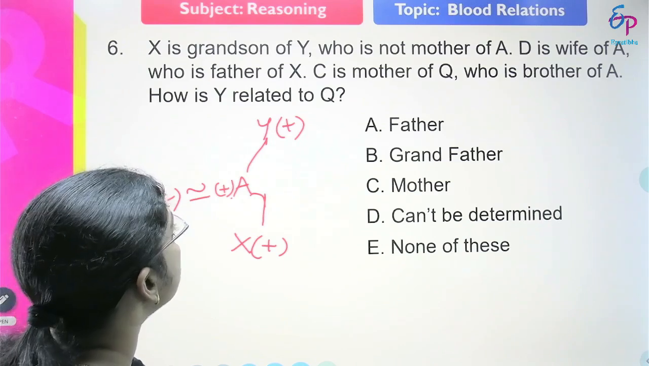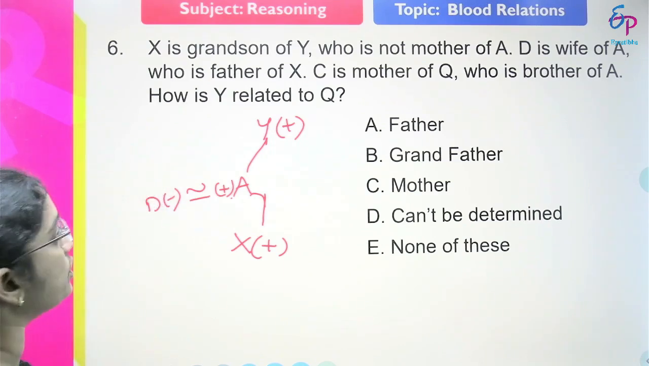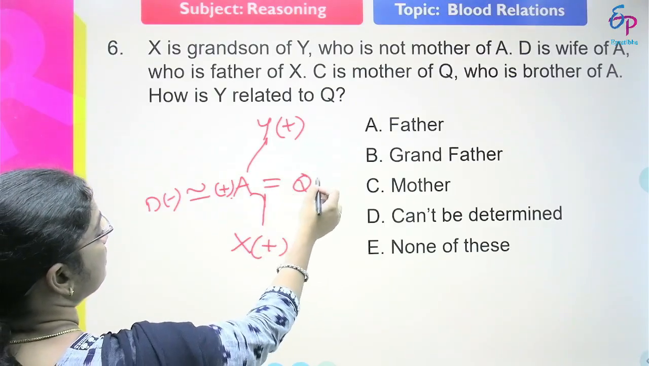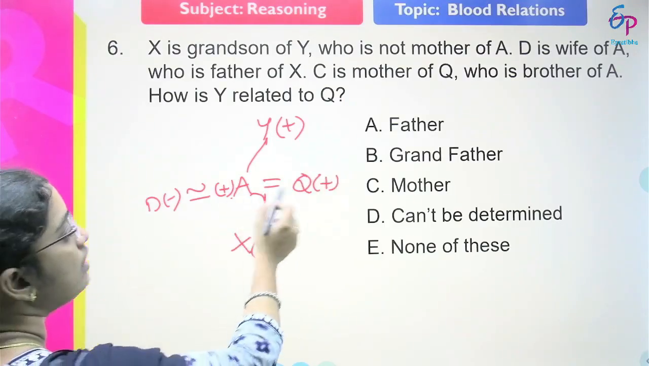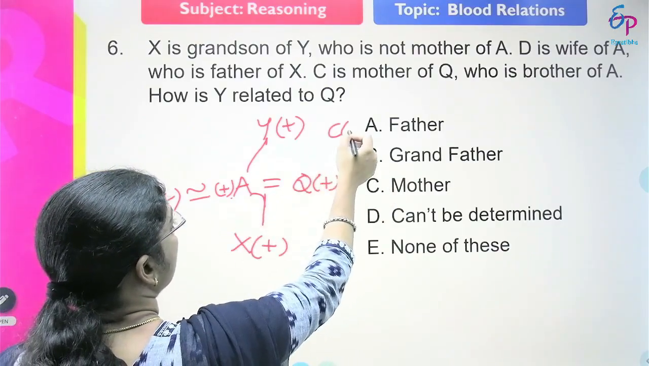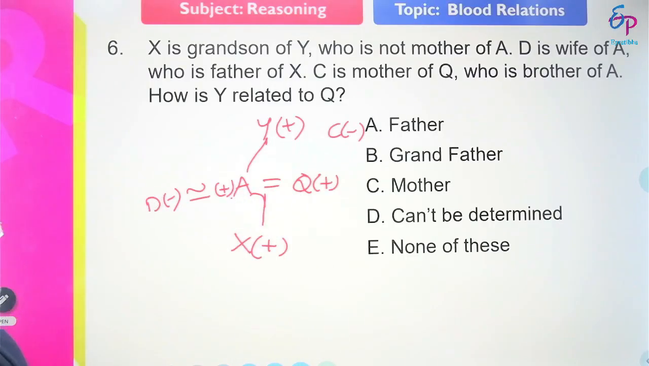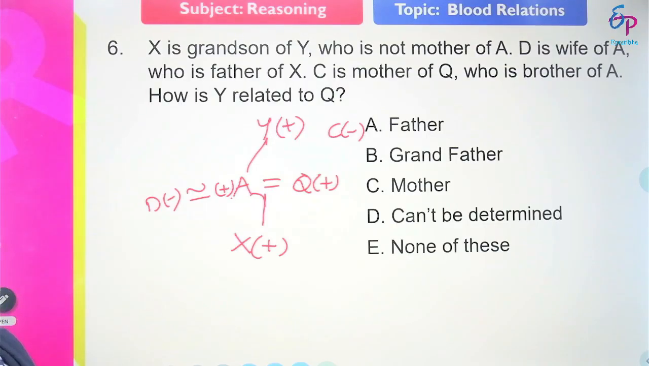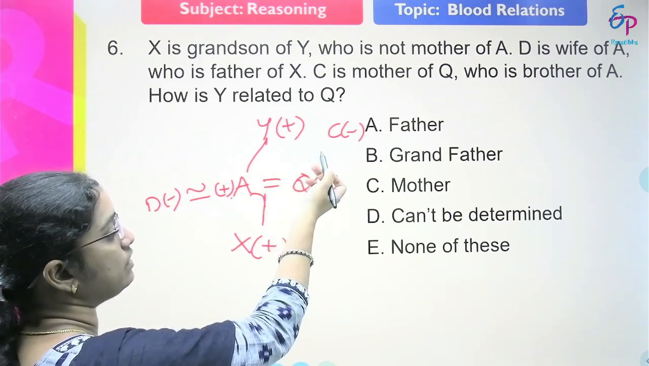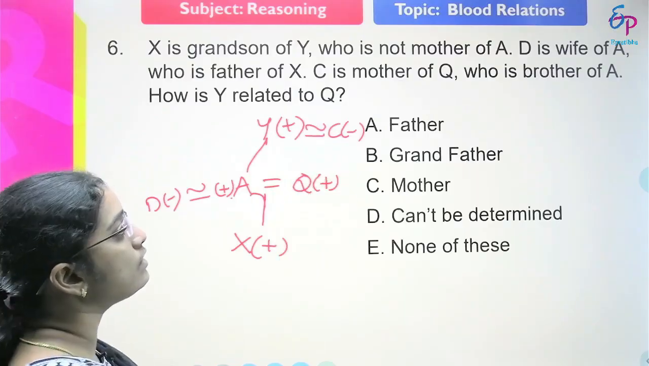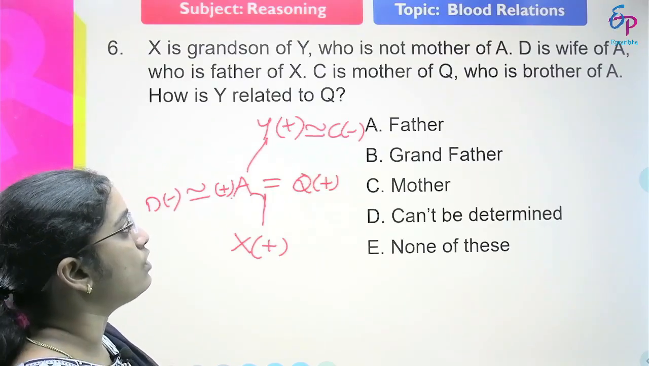Then next one, C is mother of Q, and Q is brother of A. So Q is brother of A, siblings, and for siblings we use the equal symbol. C is mother of Q, and we know A and Q are siblings. We know Y is father of A, so Y is father of Q also. In the mother place we have C, so C is mother of Q means mother of A also. That means these two persons, father and mother, are a couple: Y is father and C is mother.